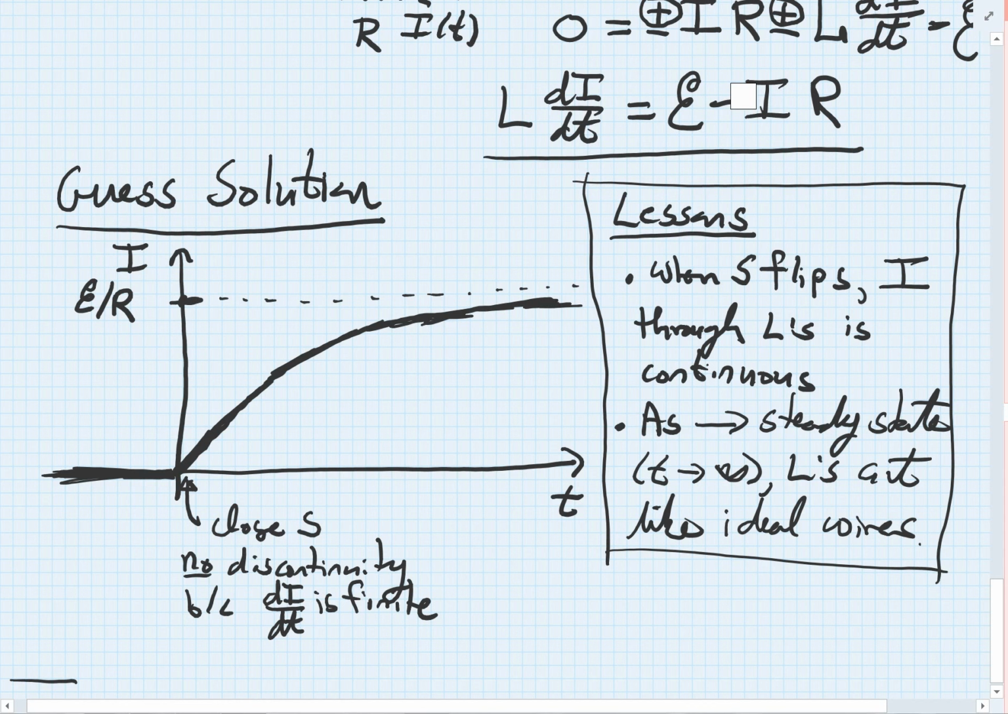In this case, what we can do to isolate the current I is to divide both sides by E minus IR. That will put all of the currents on this side of the equation. And then on the other side of the equation, we can move dt, keeping time separated from I, divide through by L, and then we will have a nice separated equation. So let me write that down.